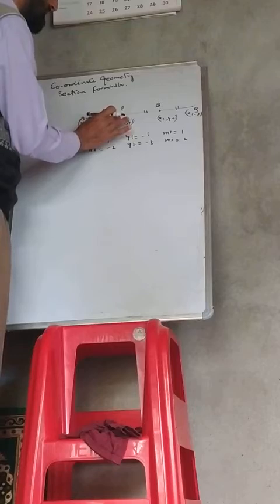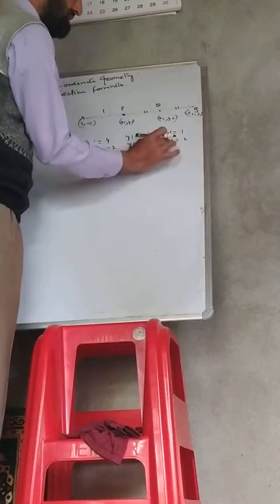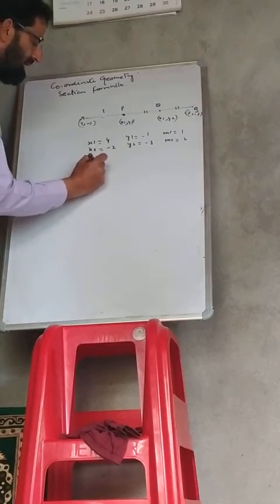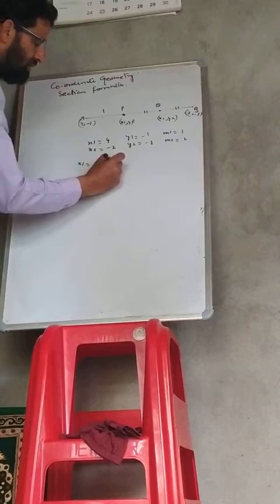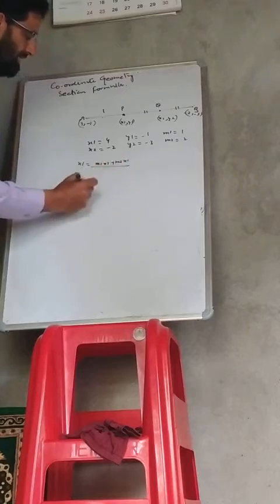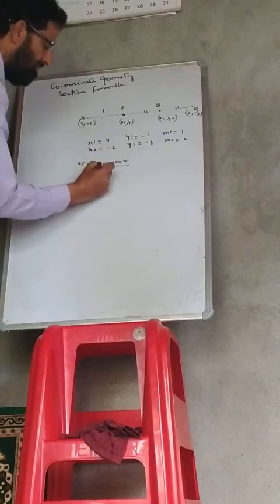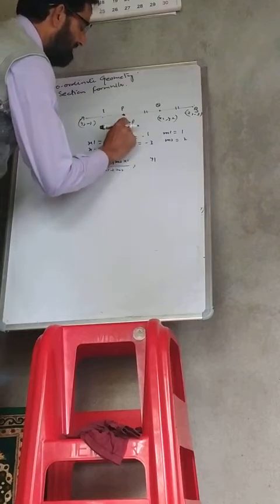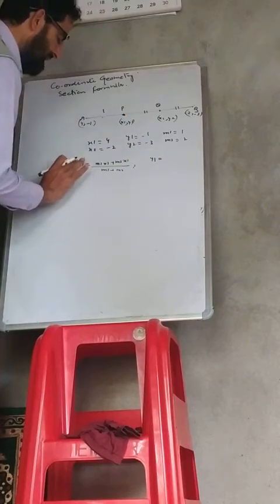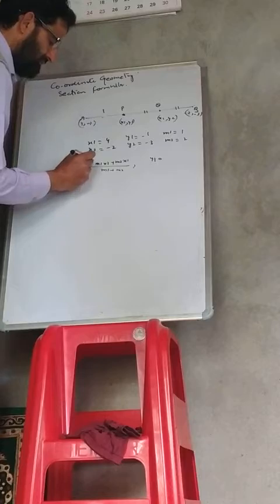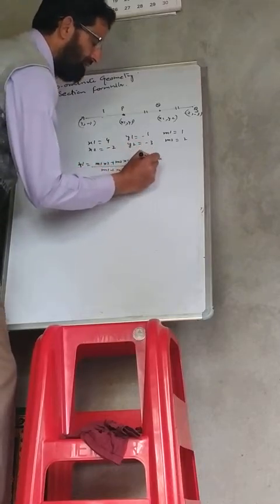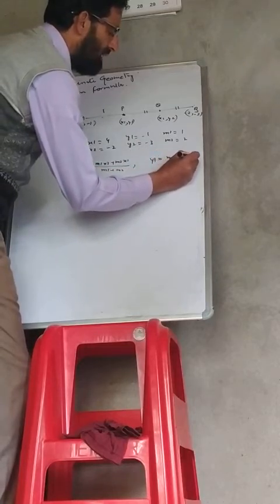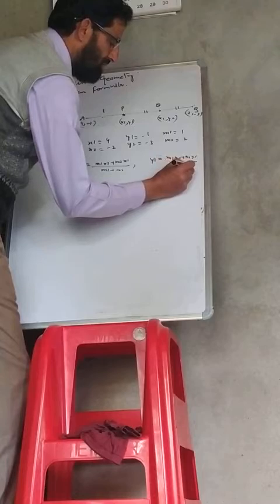Obviously this section is equivalent to 1, and from P to B there are 2 sections, so M2 is equivalent to 2. So here x1 is equivalent to the section formula: M1 x2 plus M2 x1 divided by M1 plus M2, and this y1 will be capital Y1, so this is M1 y2 plus M2 y1 divided by M1 plus M2.